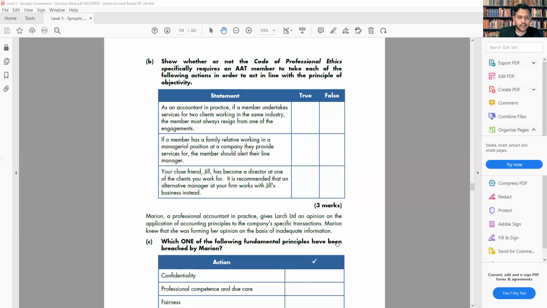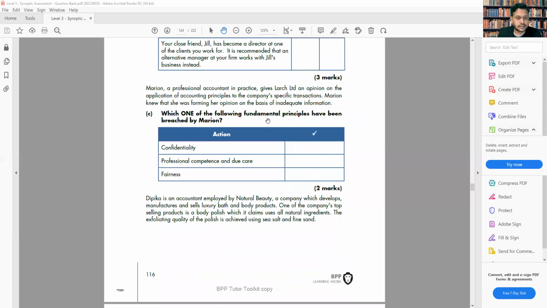The next one we have here says Marion, a professional accountant in practice, gives Large Limited an opinion on the application of accounting principles to the company's specific transactions. Marion knew that she was forming her opinion on the basis of inadequate information. Now, inadequate information means something is not enough to give the judgment. For example, when the question indicates the company doesn't have enough resources, or inadequate information, or not enough training, not enough skill for anything.